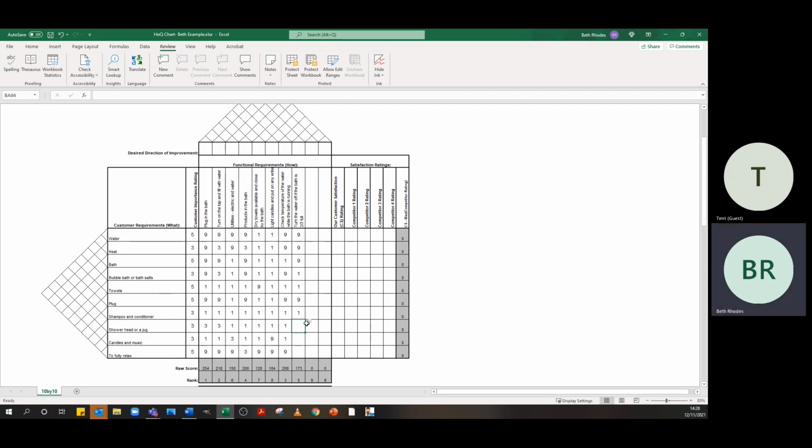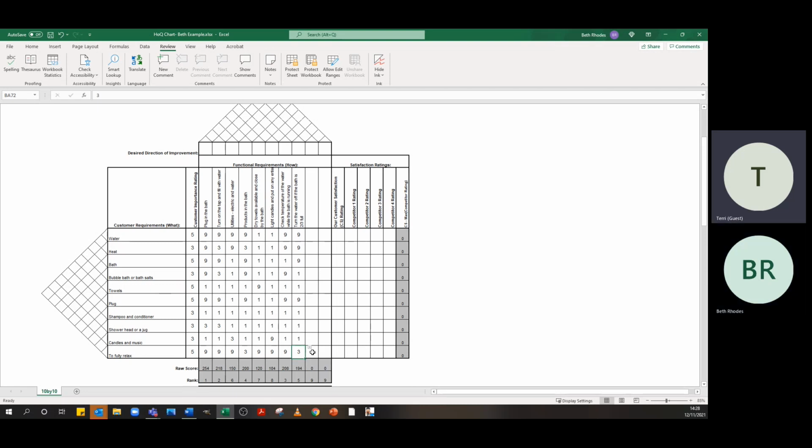Shower head or jug? 1. Candles and music? 1. To fully relax? Maybe a 3 because you need it to be the right depth, don't you? Yeah. It's not the end of the world, but a 3. It's not, because you can keep filling it.